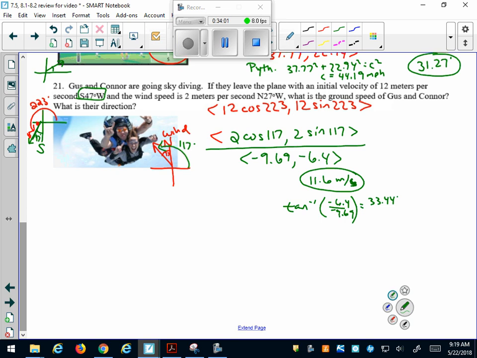Think about the logic of this, right? This is our vector, this is the wind. This is not going to end up here. Hopefully, if you're skydiving, you're not going in a vector that's going up and to the right. That wouldn't be a good direction for skydiving. So, again, we're going to have to add 180 to get this into the right quadrant. And that's going to be 213.44 degrees from the horizontal. Okay, I hope this helps you guys.